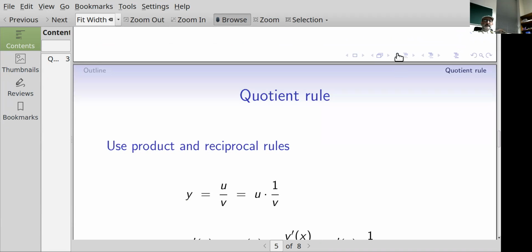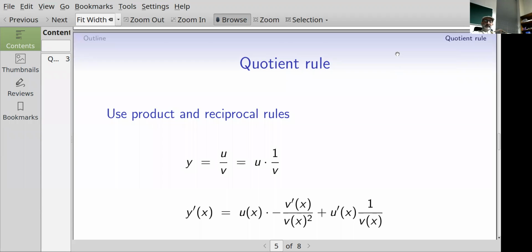Okay. Now we could use the limit definition of derivative to do this if we wanted to. But since we've already done the rules for products and the rules for reciprocal functions, we can just apply those two rules to get the quotient rule. So y is equal to u divided by v. That's the same as u times the reciprocal of v. So it's the product of u times 1 over v, and we know how to take the derivative of 1 over v given the derivative of v.